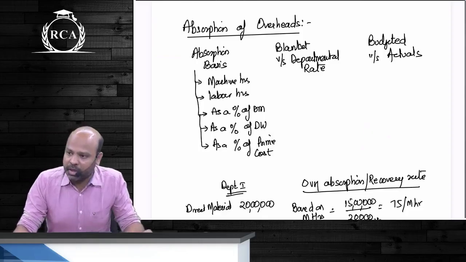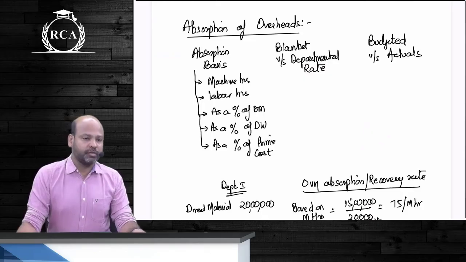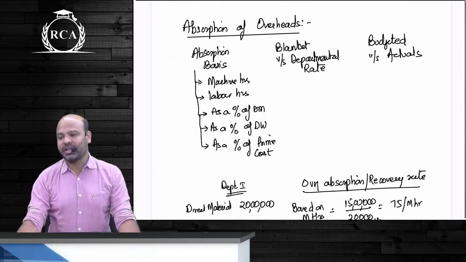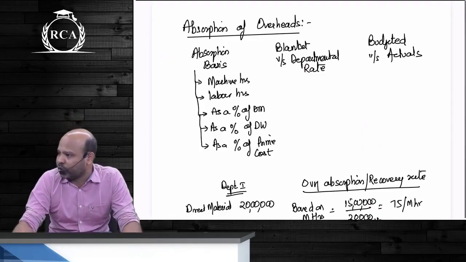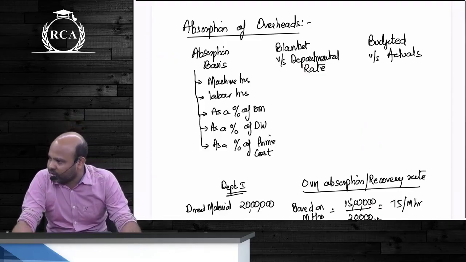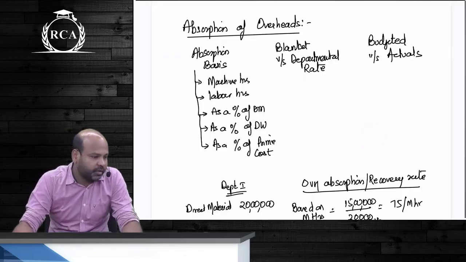Under departmental rate also, if they ask for your advice, you will have to check whether a department is machine intensive or labor intensive. If it is machine intensive, you're going to absorb overheads on the basis of machine hours. If it is labor intensive, you're going to do it on the basis of labor hours. Are we clear about this?